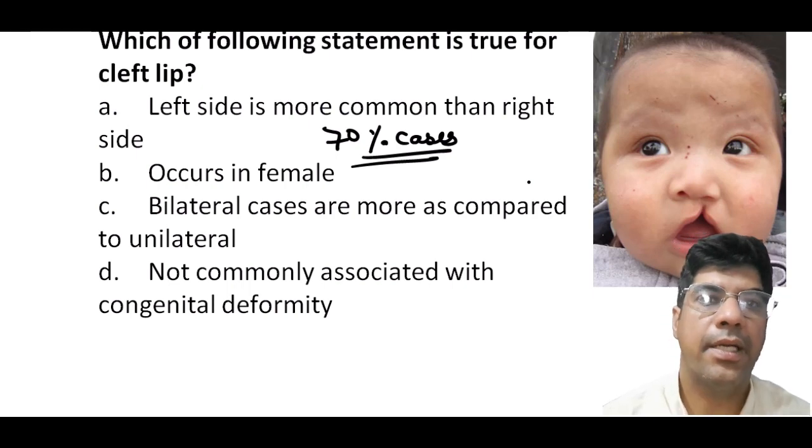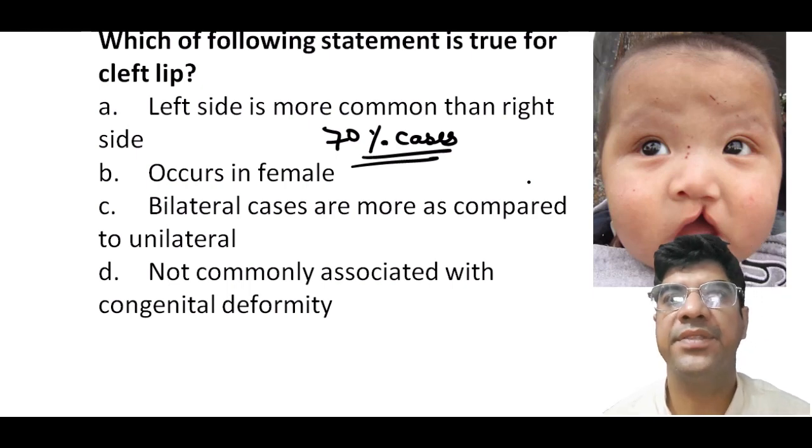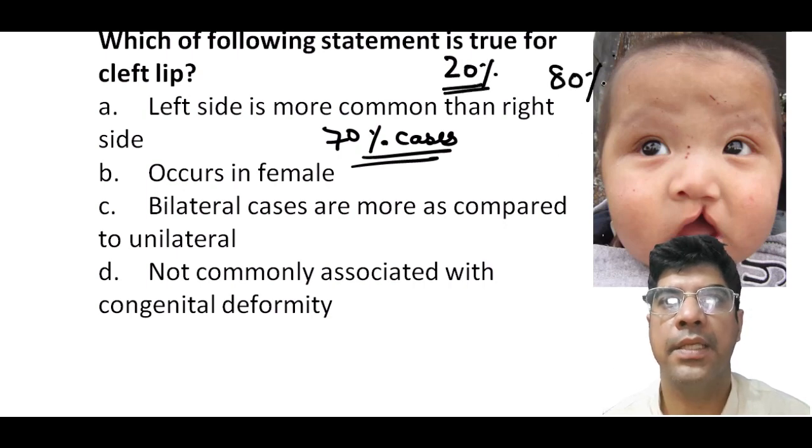Remember, the unilateral clefts account for 80%, and bilateral clefts account for 20%. So remember that unilateral are more common than bilateral.